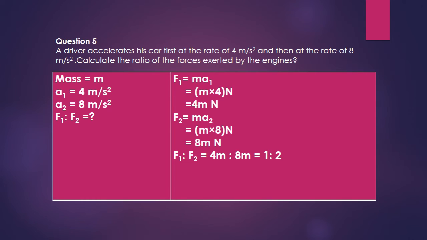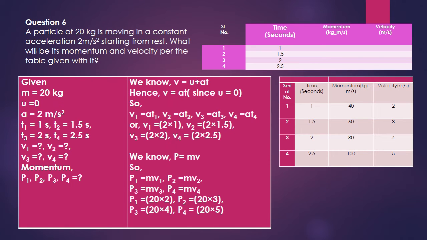Please write it down. In this question they have given a table and we have to fill in this table. The mass is constant in this table and the acceleration is also constant. So what changes? The time changes, and due to which the momentum and velocity change.